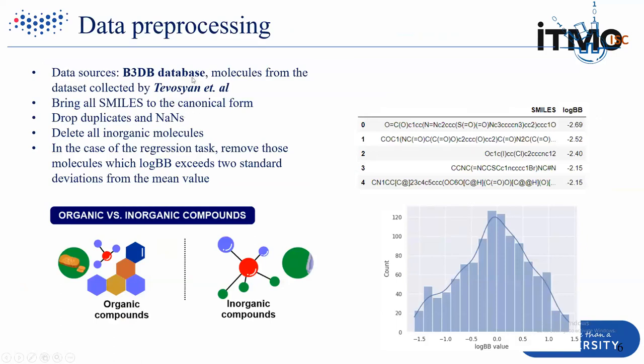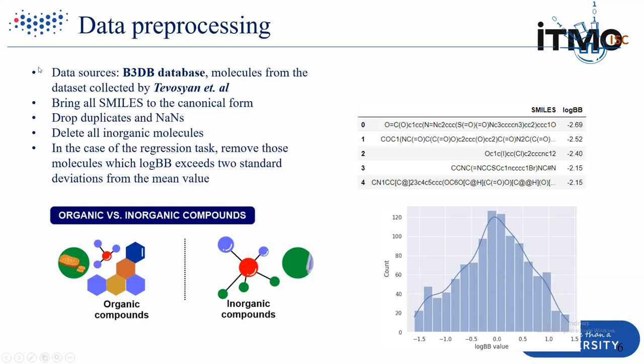So data processing is a very important step to prepare the molecules for the machine learning. And for this, we are using data sources like the B3DB database and the molecules from the data set collected by Tewes Yan, and bring all SMILES to the canonical form. You also have the isomeric SMILES, and they are not really suitable for our model. Drop duplicates and delete all the inorganic molecules. In the case of the regression task, we have to remove those molecules whose log-BB exceeds 2 standard deviations from the mean value.